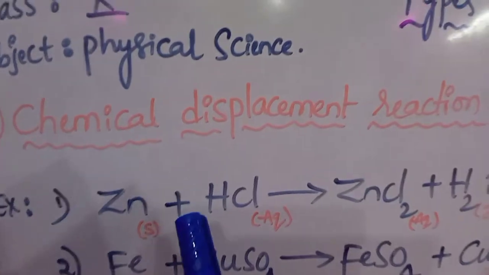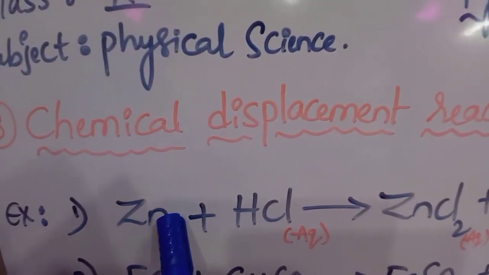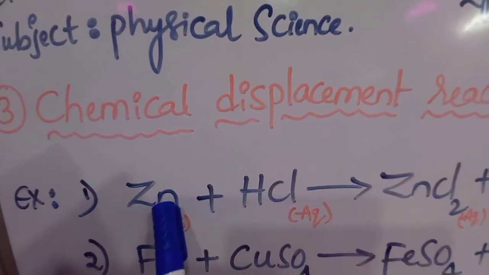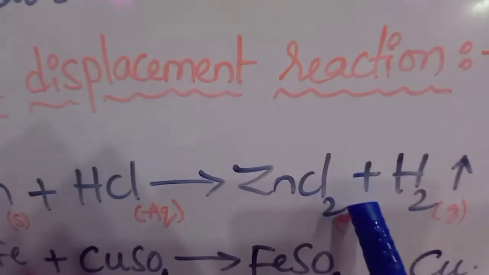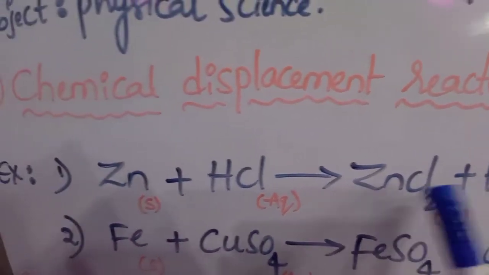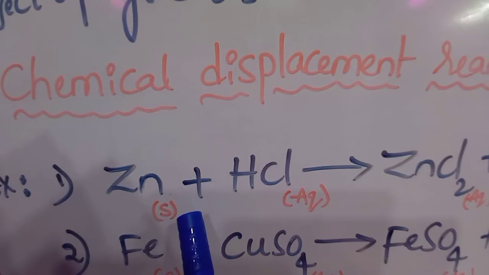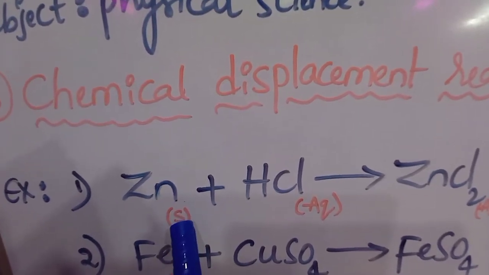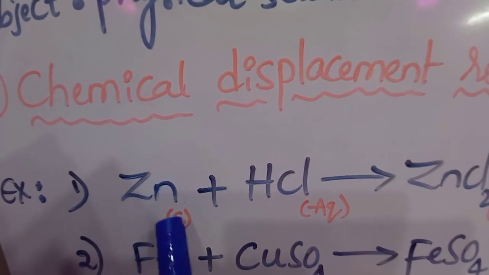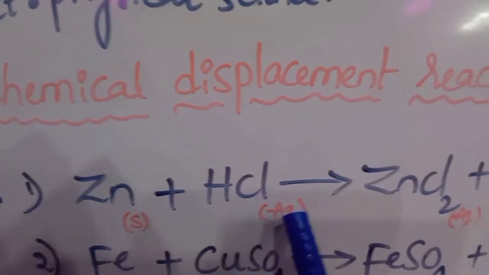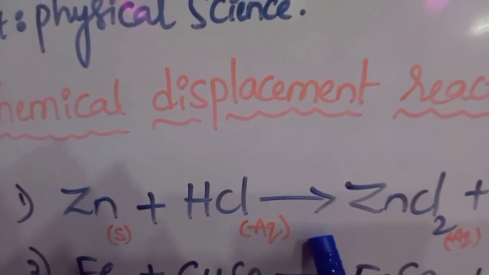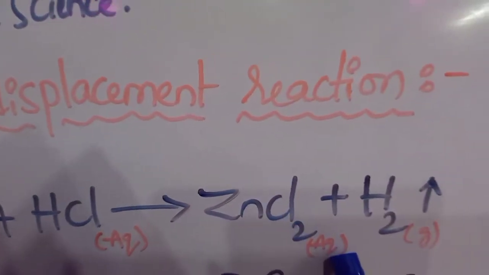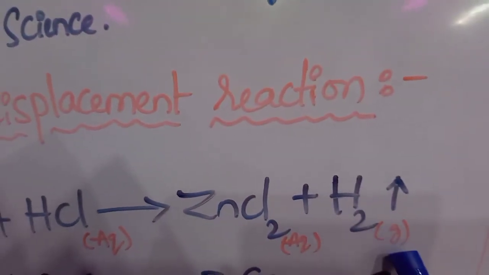Okay, so in this reaction, observe this reaction. Here we have two reactants, zinc and hydrochloric acid, and two products, zinc chloride and hydrogen gas. And their physical states also I have mentioned below the symbol of that element. Here S in the bracket I have written, that is, the zinc element exists in the solid state, and HCl (aq) means aqueous solution state. Zinc chloride exists in the aqueous solution state and hydrogen exists in the gaseous state.